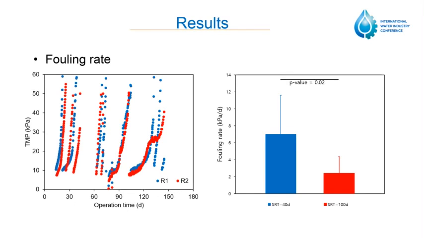When the TMP reaches 50 kPa, I change to a new membrane. As a result, compared to the other SRT, the fouling rate was reduced by 3 times. Then, the p-value is less than 0.05, so we can know that the result is significantly different.